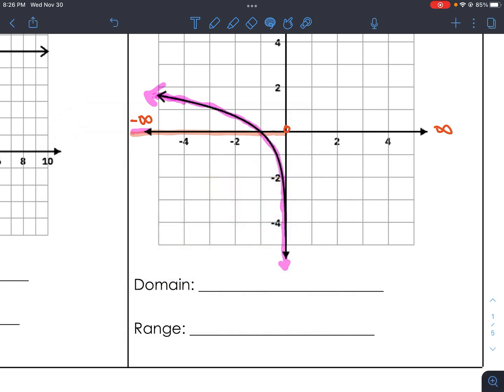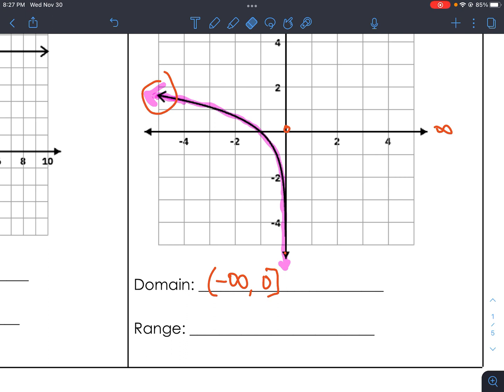Sorry. So the domain, we're looking at our x's. We're saying how far left is it going? And since we have the arrow, it's going towards negative infinity. And how far right is it going? And it has a stopping point. It's not looking like it's crossing there. So we'll say up to 0. And 0 is an exact number. And this is a graph of a logarithm function we're going to talk about coming up next semester.